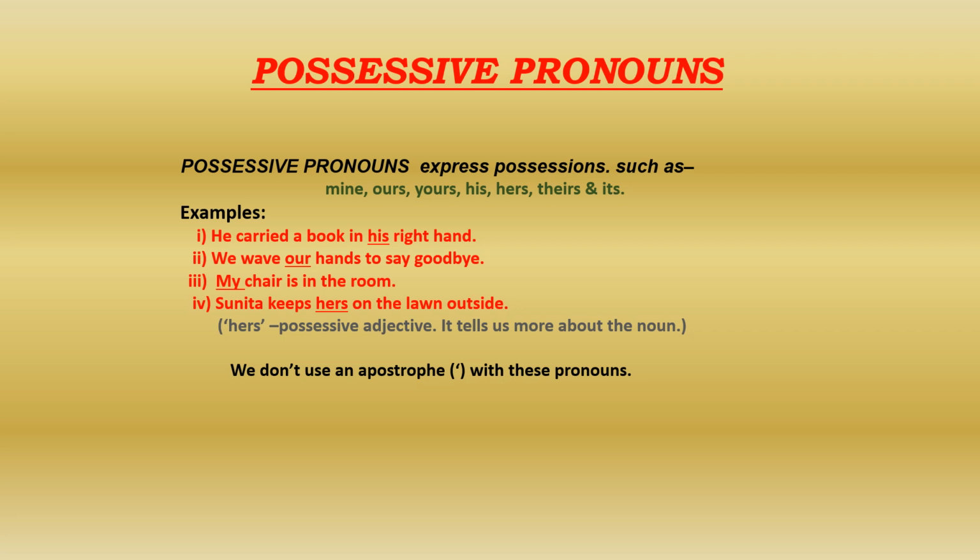Possessive pronouns express possessions, such as mine, ours, yours, his, hers, theirs, and its. He carried a book in his right hand. We wave our hands to say goodbye. My chair is in the room. Sunita keeps hers on the lawn outside. A possessive adjective tells us more about the noun, but we will never use an apostrophe with these pronouns. That is one important thing to be kept in mind.